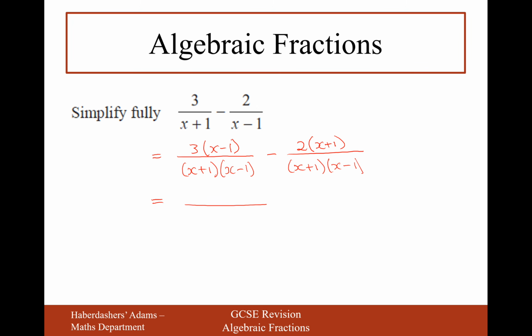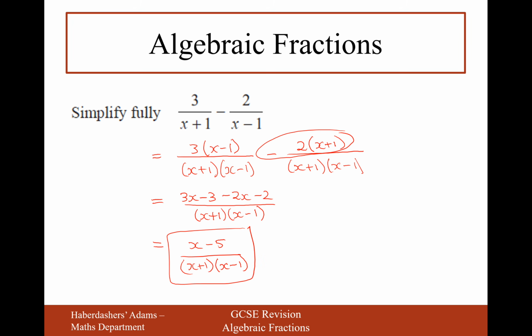So now that we have the common denominator, it will be x + 1, x - 1. And on the numerator, it's going to be 3x - 3, and it's then going to be subtract all of that right-hand fraction there, subtract 2x, and subtract 2. So it's going to be 3x - 2x is x, -3 - 2 is -5, over x + 1, x - 1. And there we are, that is our fully simplified answer.